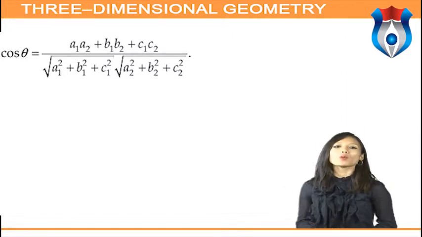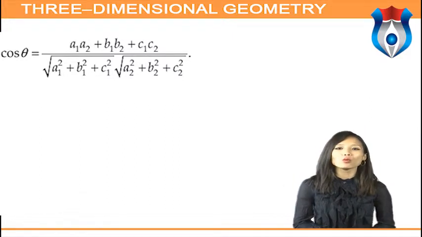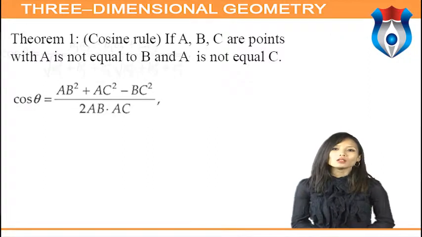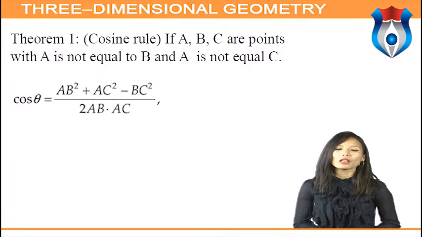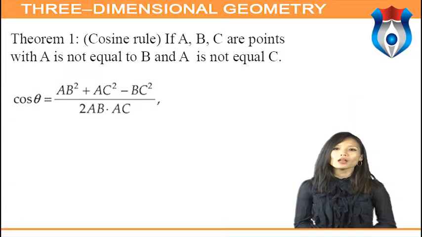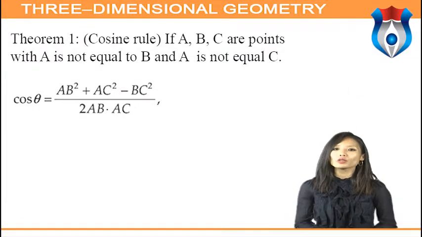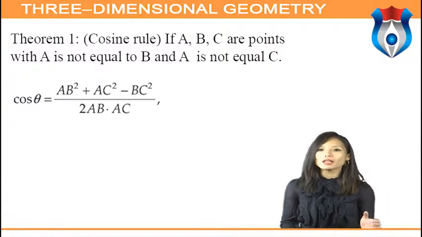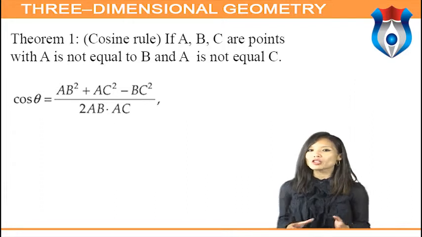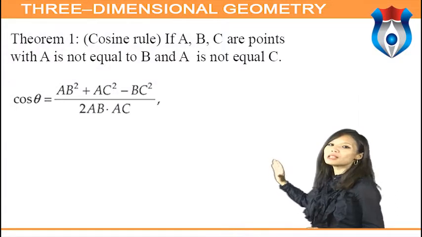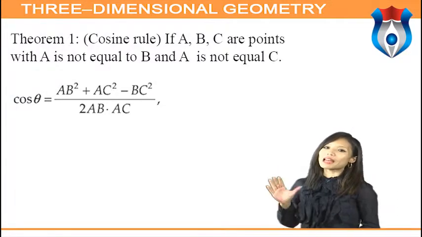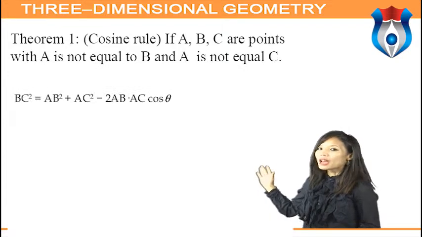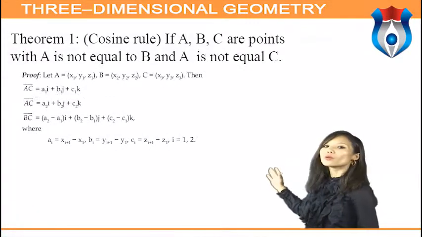The next result is the well-known cosine rule for a triangle. Theorem 1. Cosine rule. If A, B, C are points with A not equal to B and A not equal to C, then for the angle phi between vectors AB and AC, the cos phi value is as shown on the screen. A similar value of cos theta is as shown on the screen. Hence you can see the proof of this theorem.